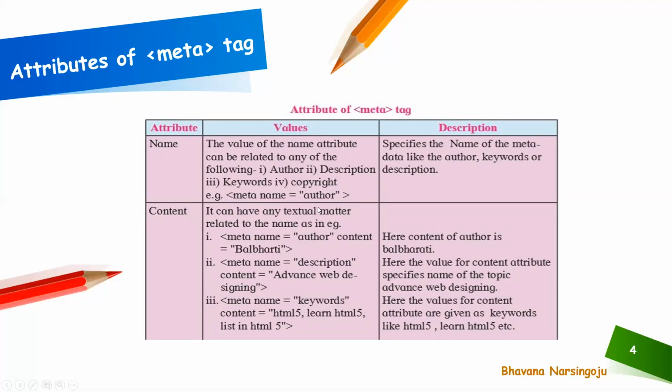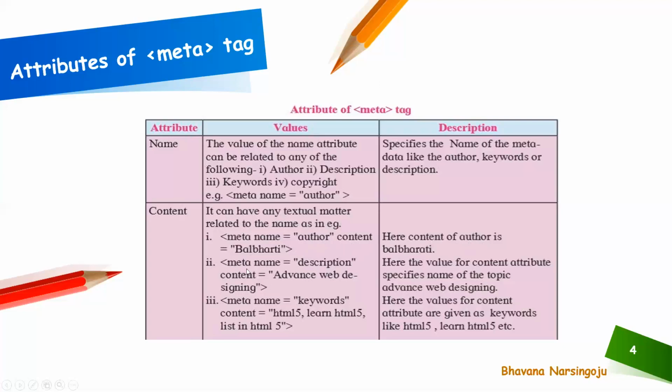Here it is for description. Another attribute is content. It has textual matter related to the name, like for which contents it will be used. So meta name is for author, and which author do you want? The content contains Balbharti. Here the content of author is Balbharti. Now another meta name equals to description.